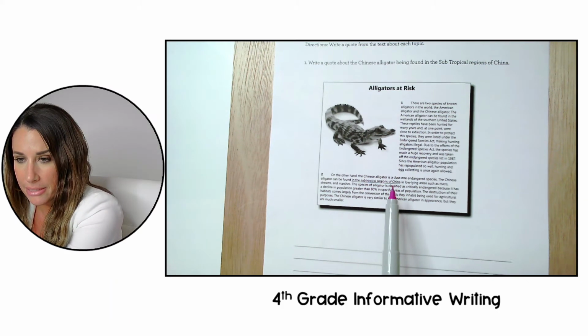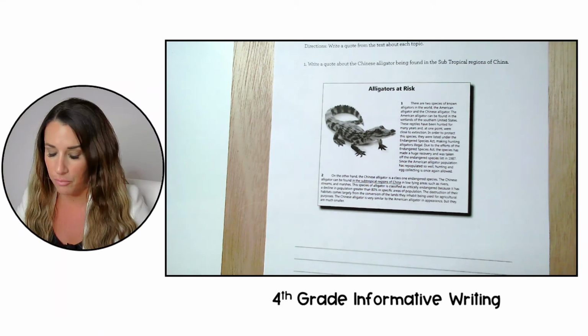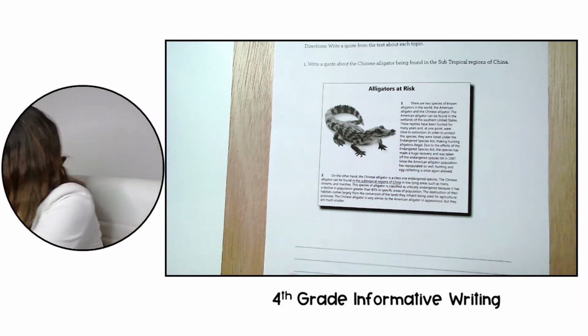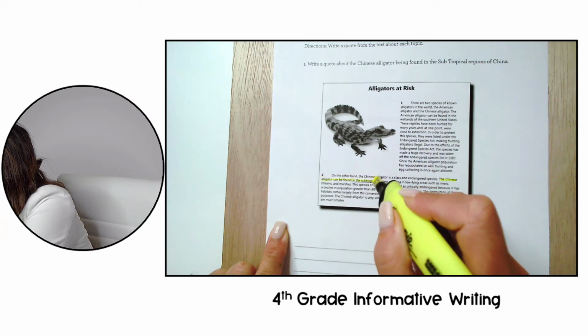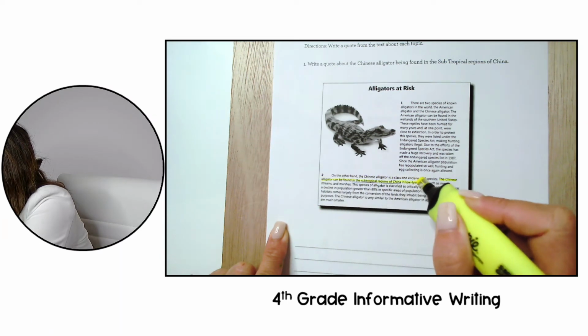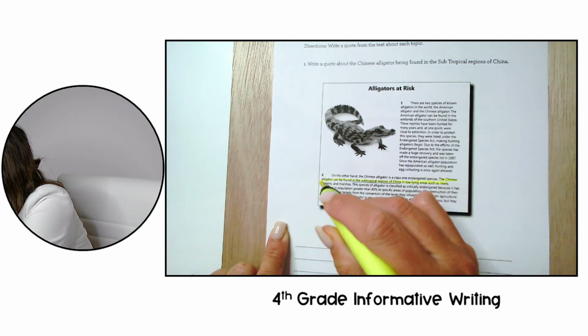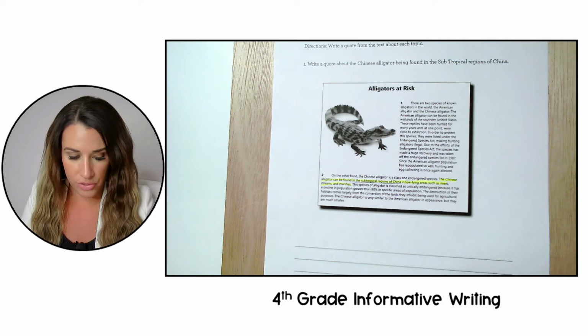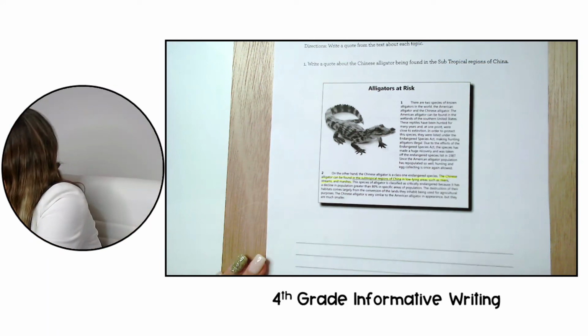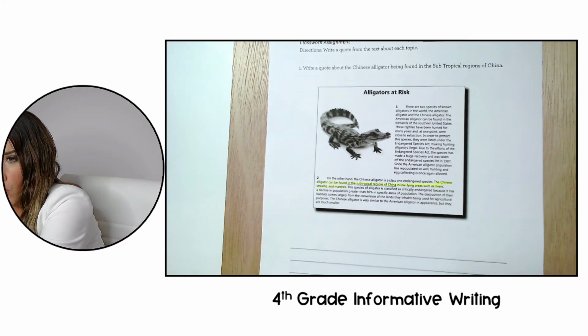So I'm going to need to take this entire sentence and put it into a quote. So I'm going to have to say, "The Chinese alligator can be found in the subtropical regions of China and low-lying areas such as rivers, streams, and marshes." You have to take the exact words, okay? So when I go, now remember the direction said to write a quote.